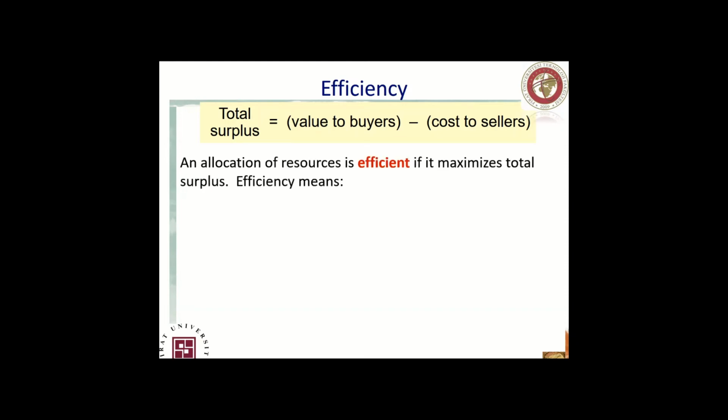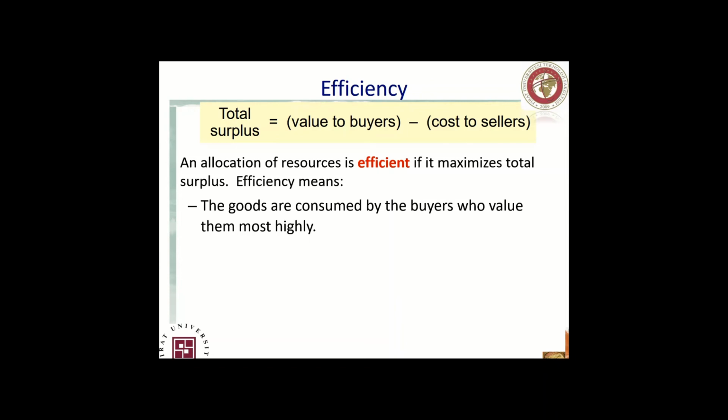So in that case, we need to see if this allocation is efficient, if it maximizes the total surplus. If this way maximizes the total surplus, then our market is efficient, our allocation of resources is efficient. If it doesn't, then we can improve the market.